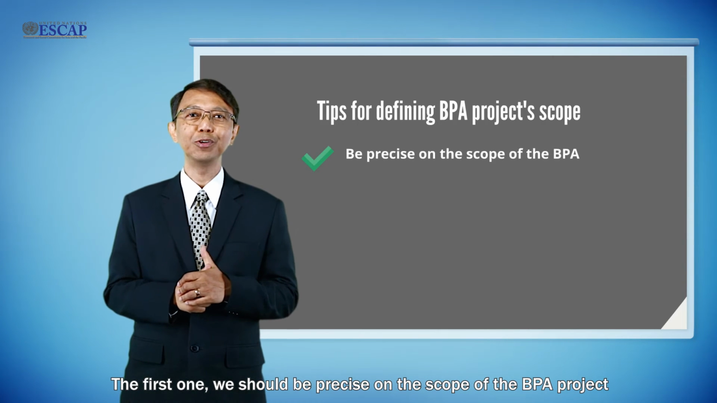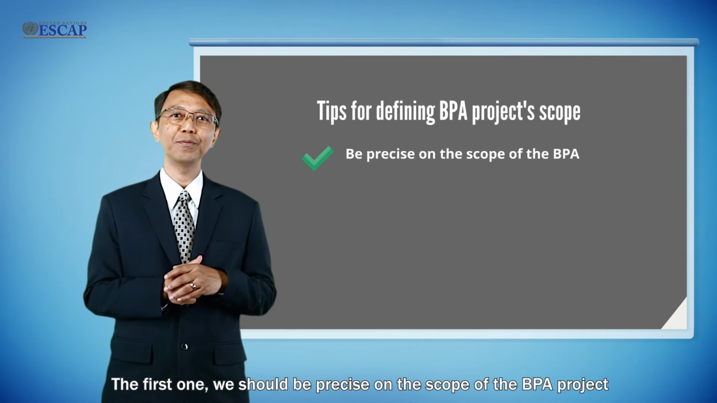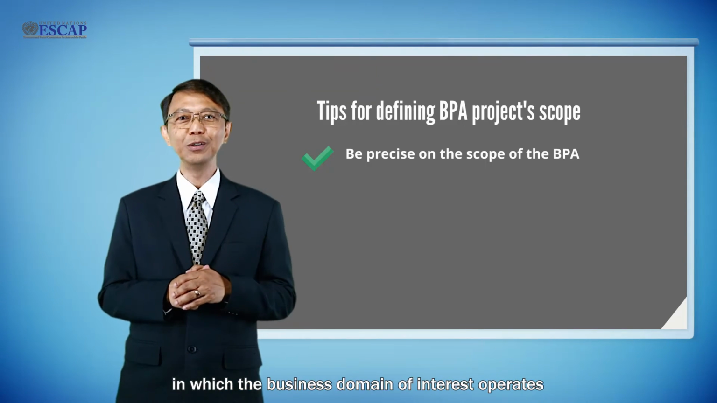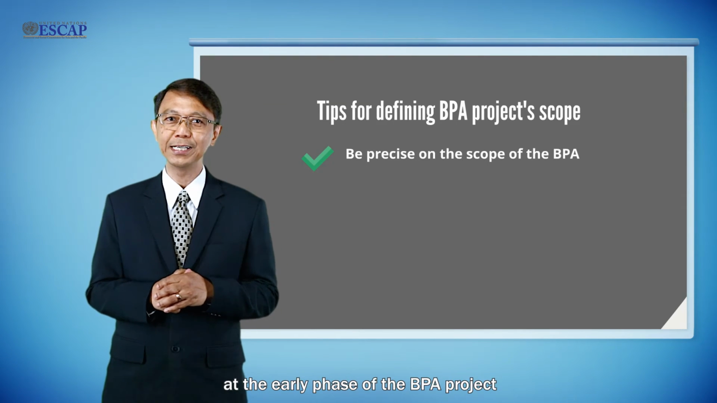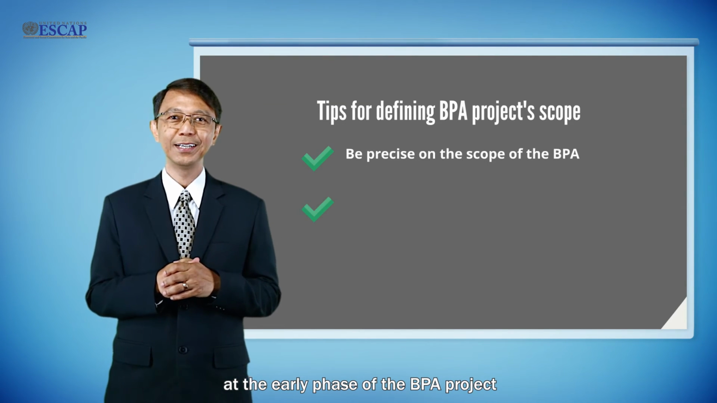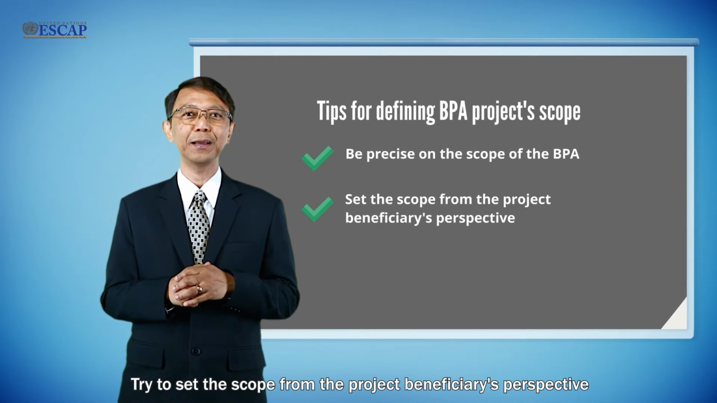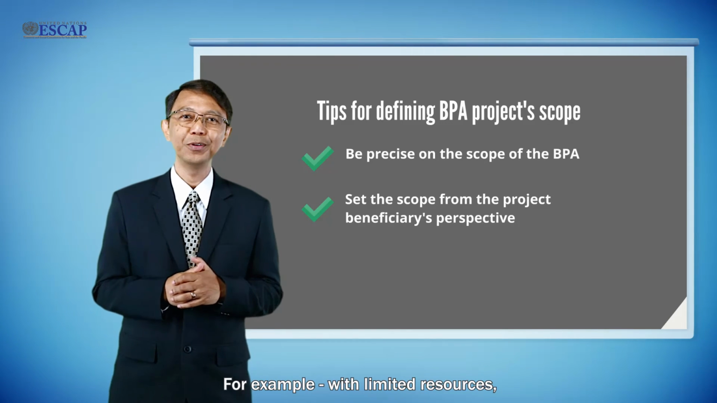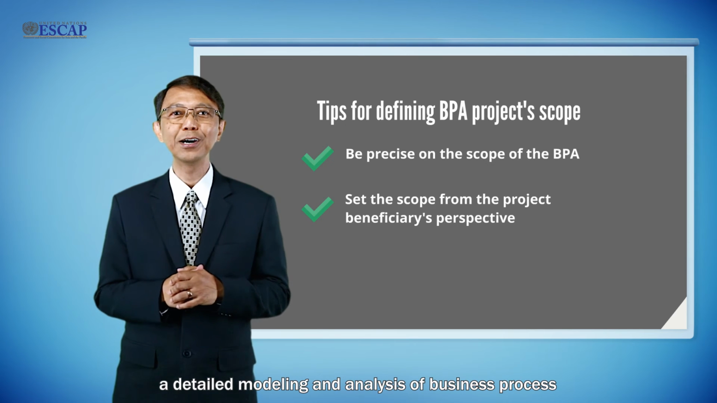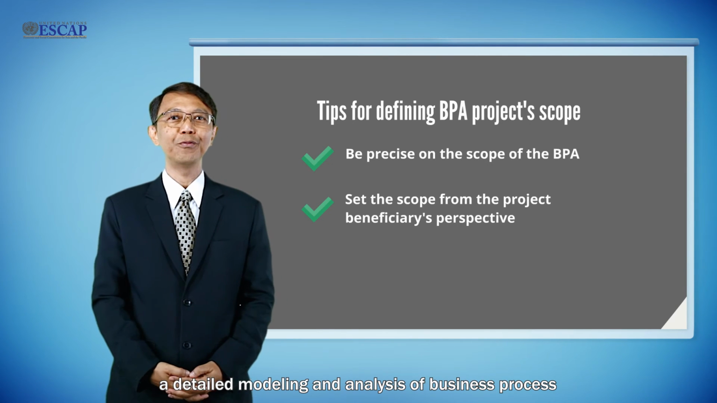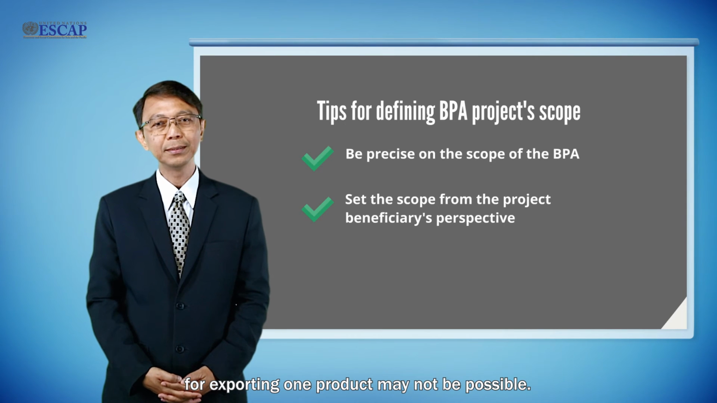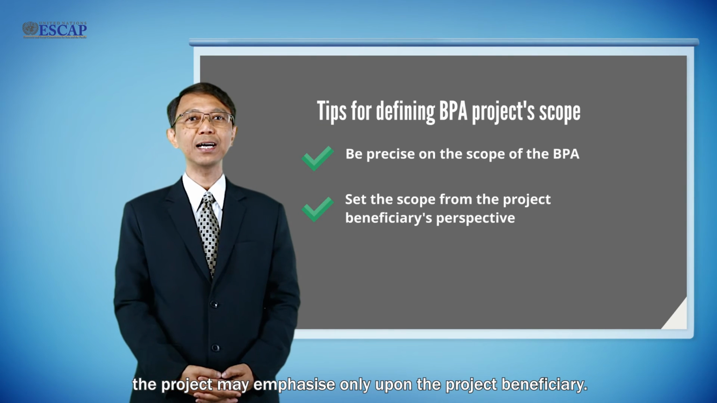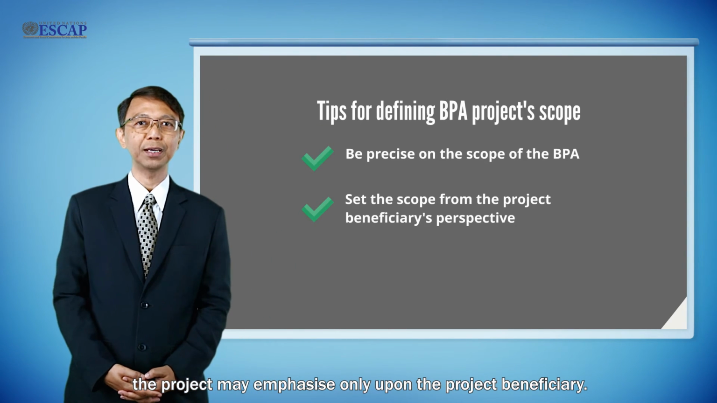The first one, we should be precise on the scope of the BPA project by specifying the environment and conditions in which the business domain of interest operates at the early phase of the BPA project. Try to set the scope from the project beneficiary's perspective. This is very important. For example, with limited resources, a detailed modeling and analysis of business process for exporting one product may not be possible.